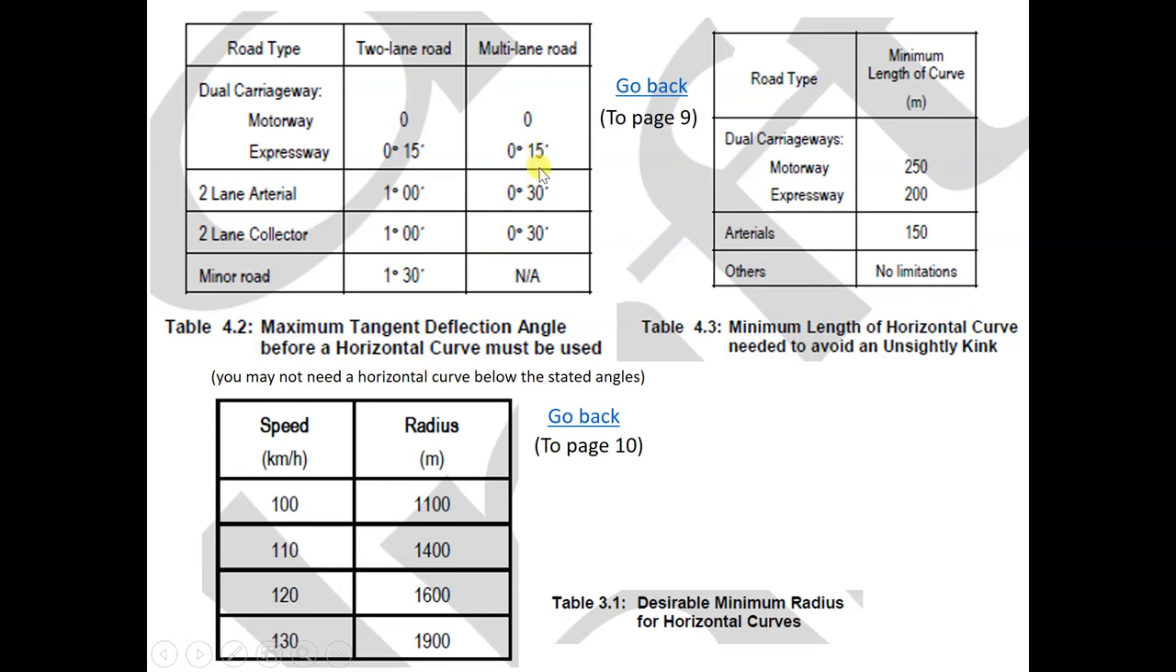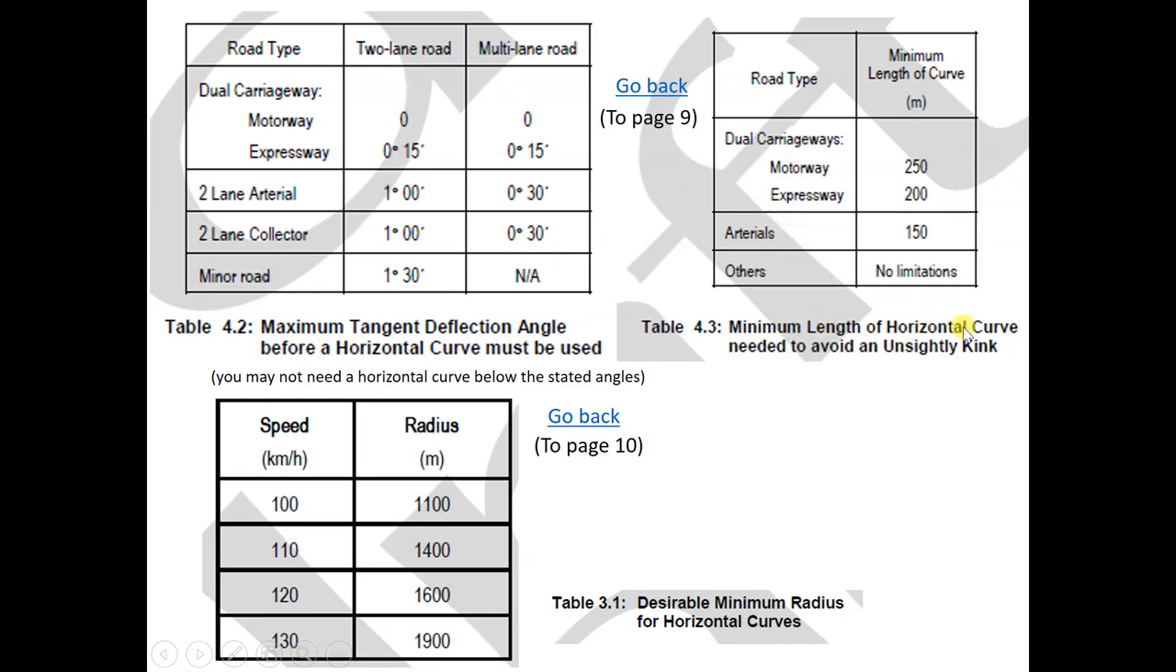Multi-lane road, the requirement is higher, so you have to go to 30 minutes. Oh yeah, up there is a dual carriageway. The requirement is even more stringent, 15 minutes. So if the change of direction of your road is within this limit, actually you don't have to provide any horizontal curve.